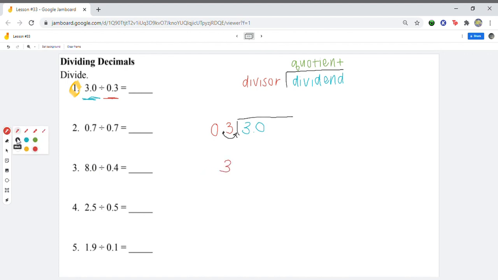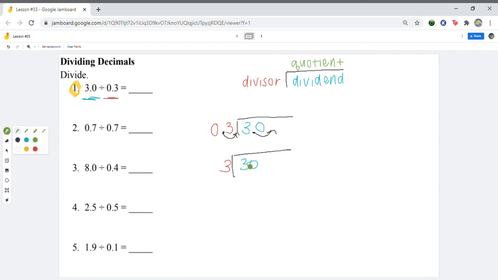And just like algebra, what you do to the divisor, you're going to do the same for your dividend. So you're also going to move the decimal 1 to the right for your dividend. So now our new dividend will be 30. So now this makes it much easier to divide. As you can tell, now we're just dividing 30 divided by 3, which we all know as 10, but I'm just going to go through the steps.